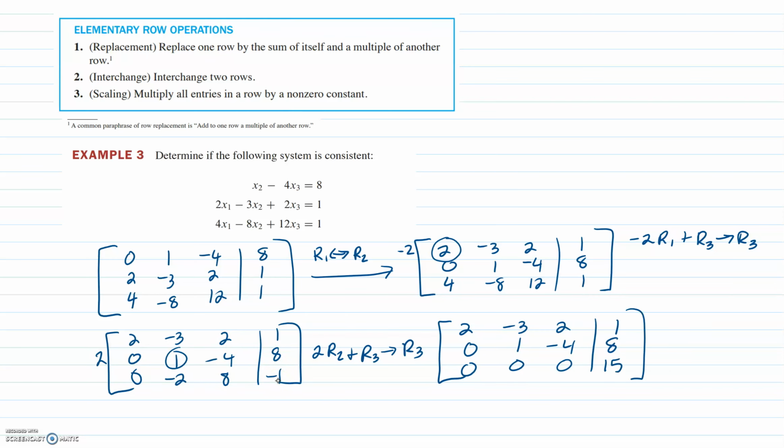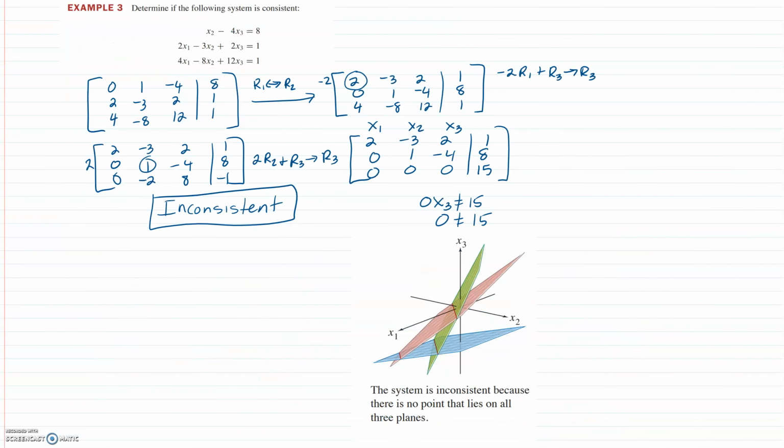There's a problem here. If you look at the last row, if you put this back into a system, just that last row, you would get 0x3 equals 15. That just doesn't make sense. This means 0 equals 15. That doesn't work. So this is that case that we saw in the first video where it's inconsistent. There is no solution. Inconsistent. In fact, if you look at the question, it says determine if the following system is consistent. So the answer is no, it's not, because it's inconsistent.